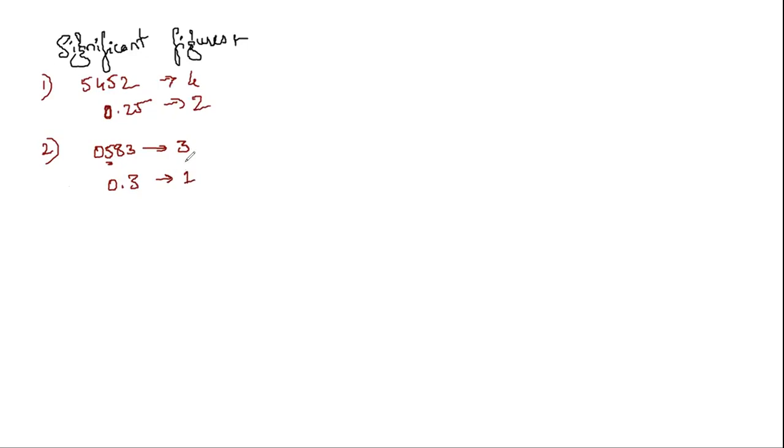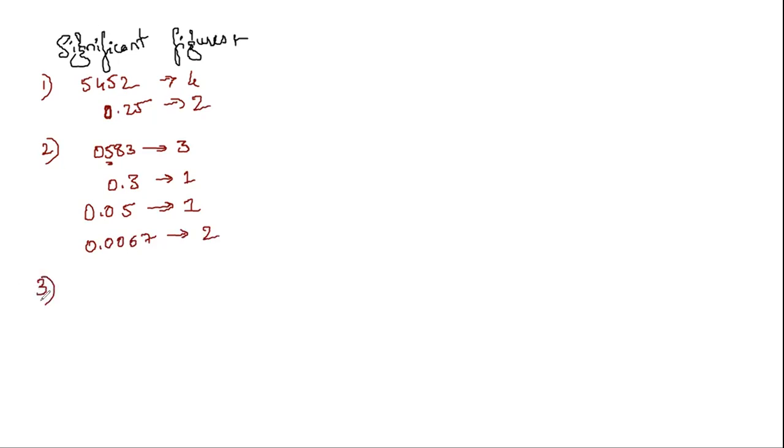Okay, how many significant figures? Another example, 0.05. How many significant figures? There is only one significant figure, right? One more example, 0.0067. How many significant figures? There are only two significant figures. So zeros which come before non-zero digits are not significant.